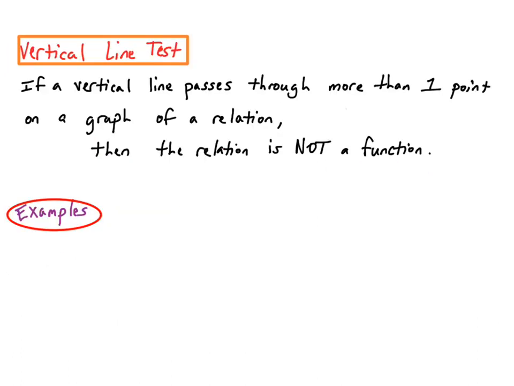Next up is the vertical line test. If a vertical line passes through more than one point on a graph of a relation, then the relation is not a function. So just a couple of examples. Let's do an example of a graph that would pass the vertical line test. So we know this one. This is a parabola. If we drew a vertical line somewhere here, it would only cross the graph once in any given point that we crossed. It's only going to cross one point at a time. So that is a function.